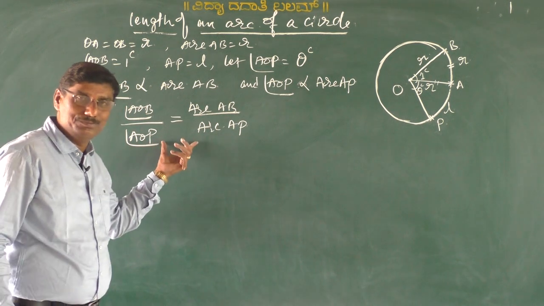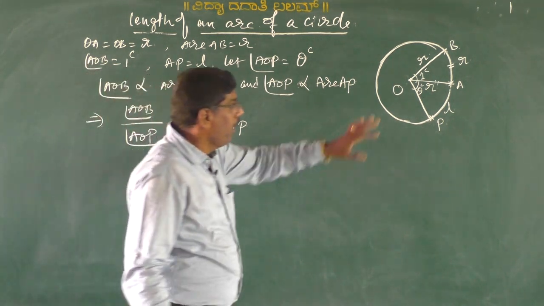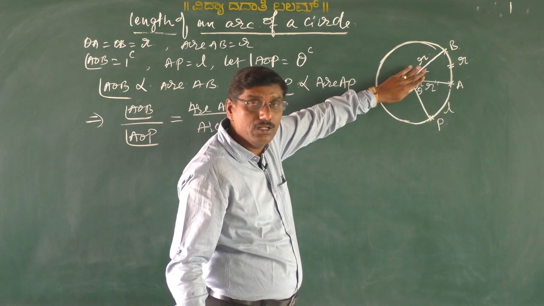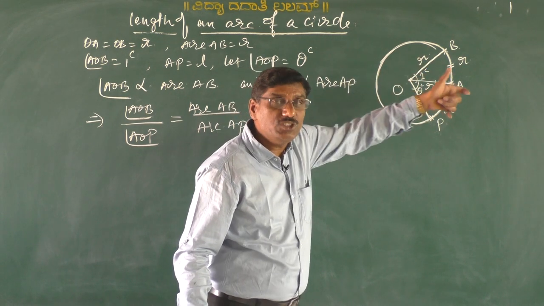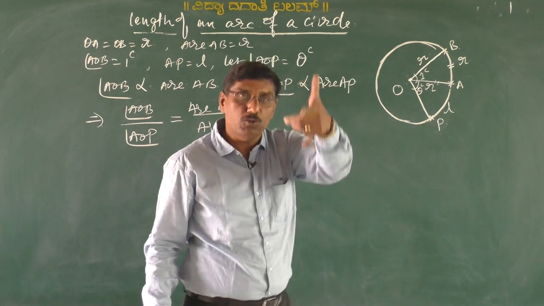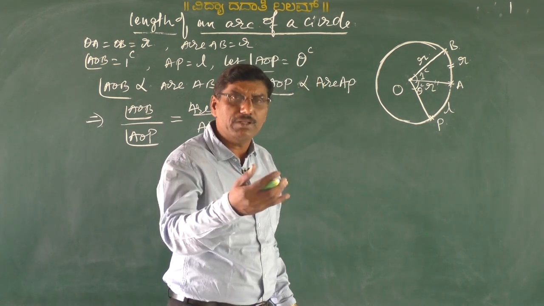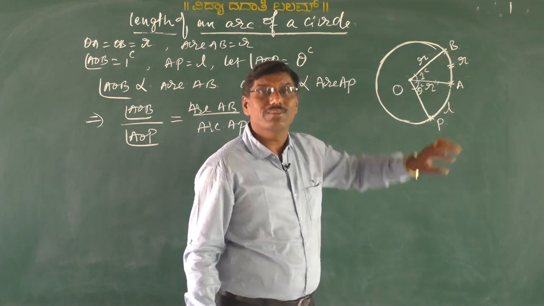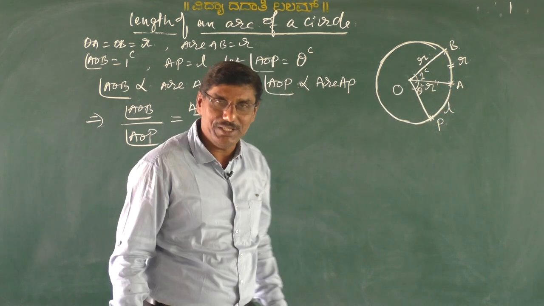That is, the angle formed at the center, subtended at the center of a circle, is always directly proportional, we say. You have studied in Physics, directly proportional to the length of an arc, isn't it?